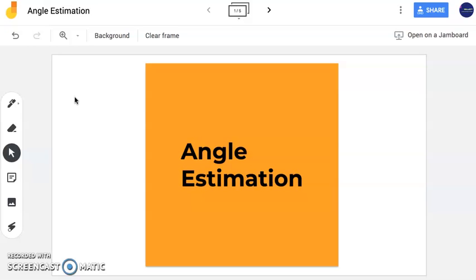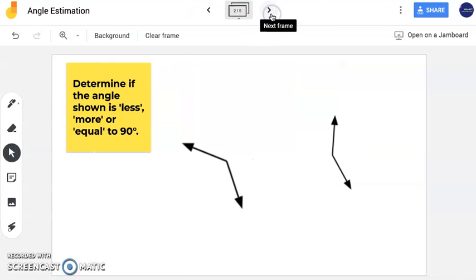You discovered that a right angle was 90 degrees. You also discovered that an acute angle is any angle that is less than 90 degrees. An obtuse angle is any angle that is greater than 90 degrees. Today we're going to apply all that information to help us estimate each of the given angles.